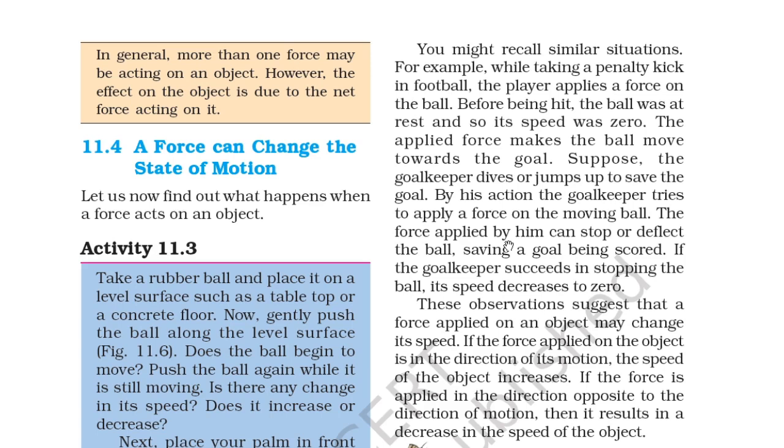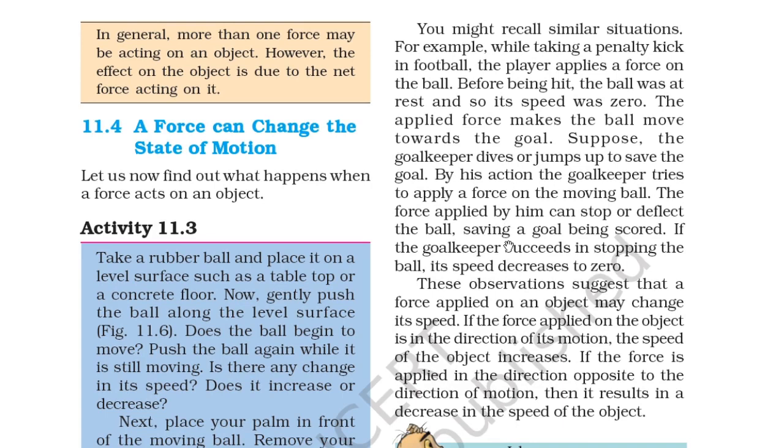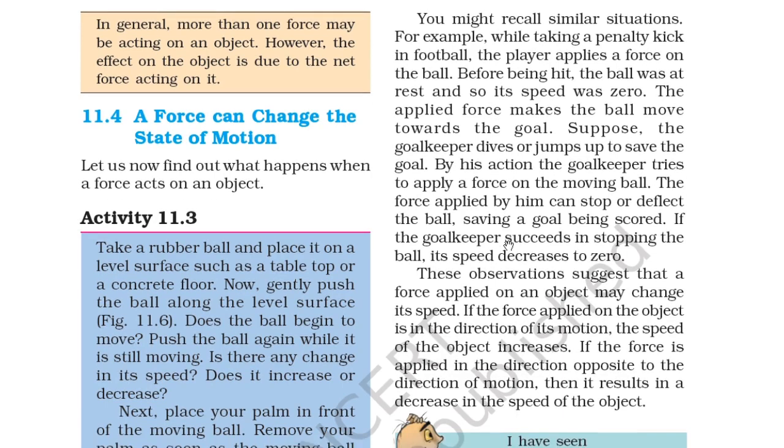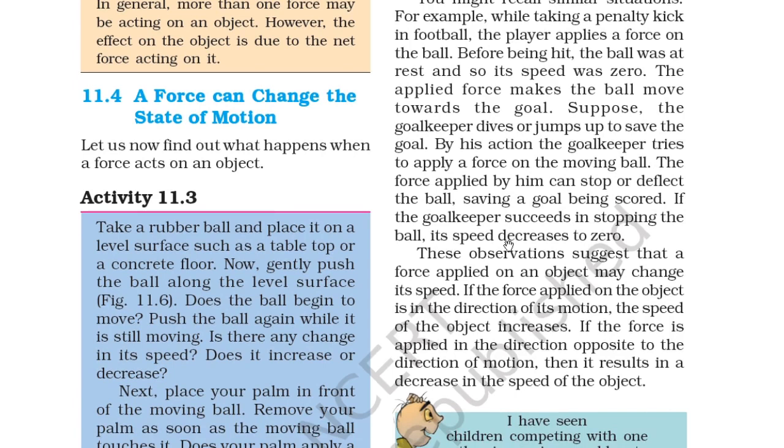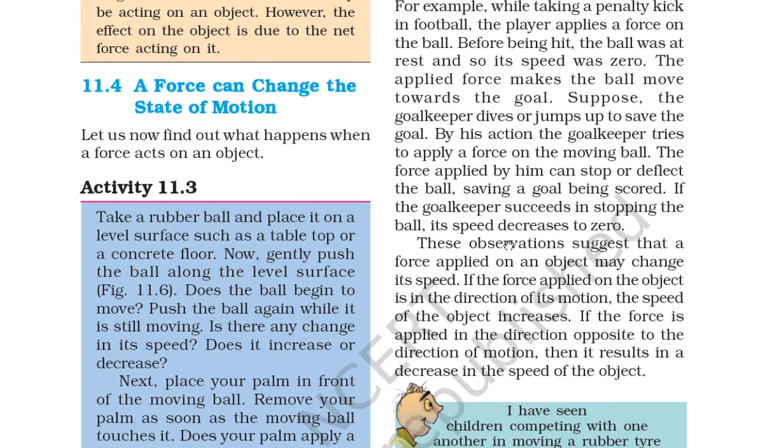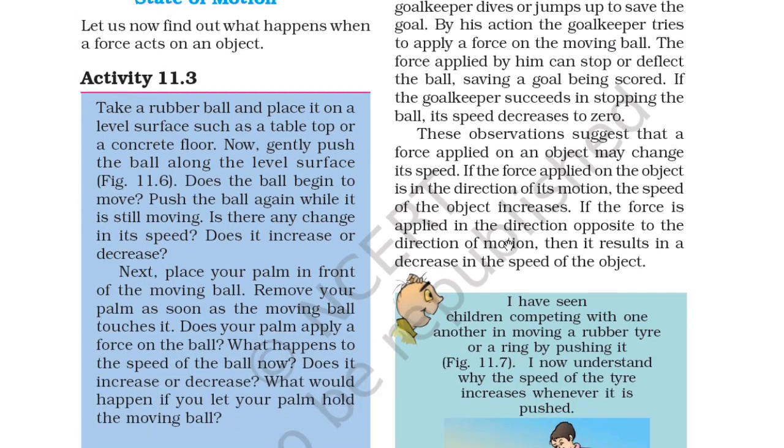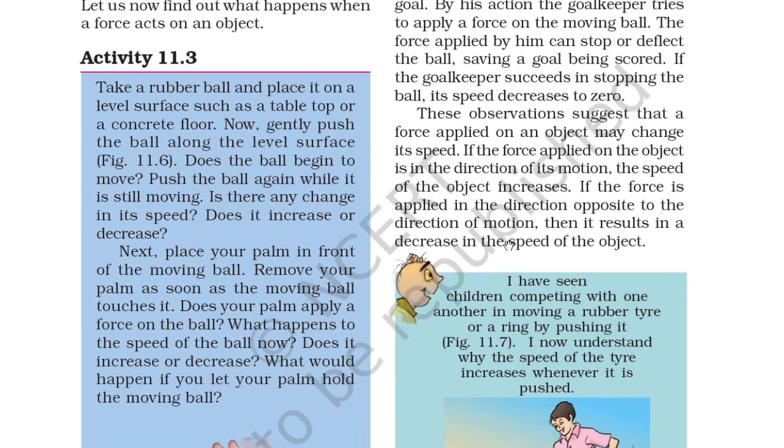Suppose the goalkeeper dives and jumps up to save the goal. By this action, the goalkeeper tries to apply a force on the moving ball. The force applied by him can stop or deflect the ball, saving a goal from being scored. If the goalkeeper succeeds in stopping the ball, its speed decreases to zero. So it is clear these observations suggest that a force applied on an object may change its speed if the force applied on the object is in the direction of its motion.